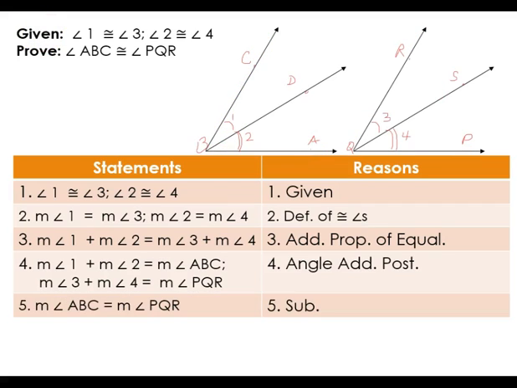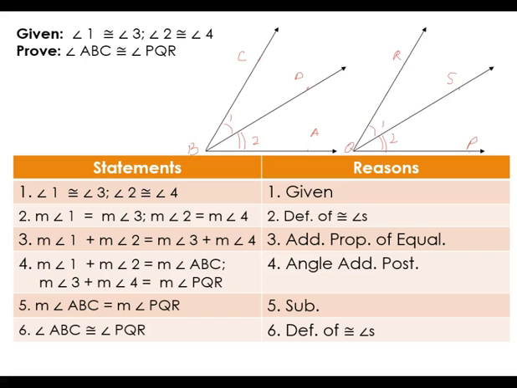In our fifth step, we now take these two angle measures that we just found, the measure of angle ABC and the measure of angle PQR, and because they're both equal to equal angles, they're also equal to each other. So we substitute these two angles, measure of ABC and the measure of PQR, and set them equal to each other using the substitution property. So now we have these two angles, and they are equal to each other.